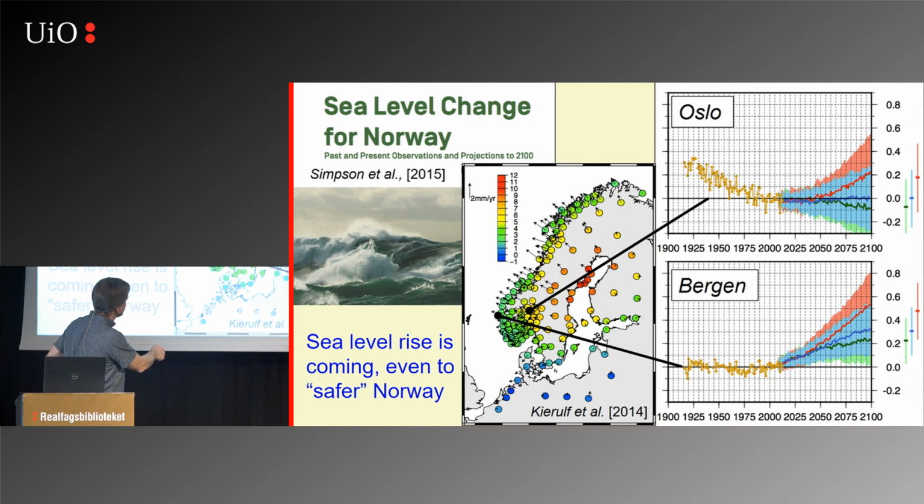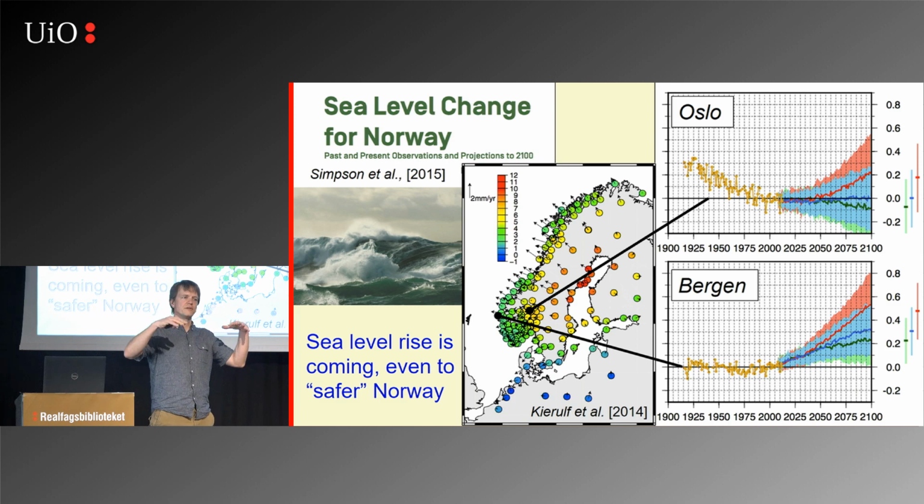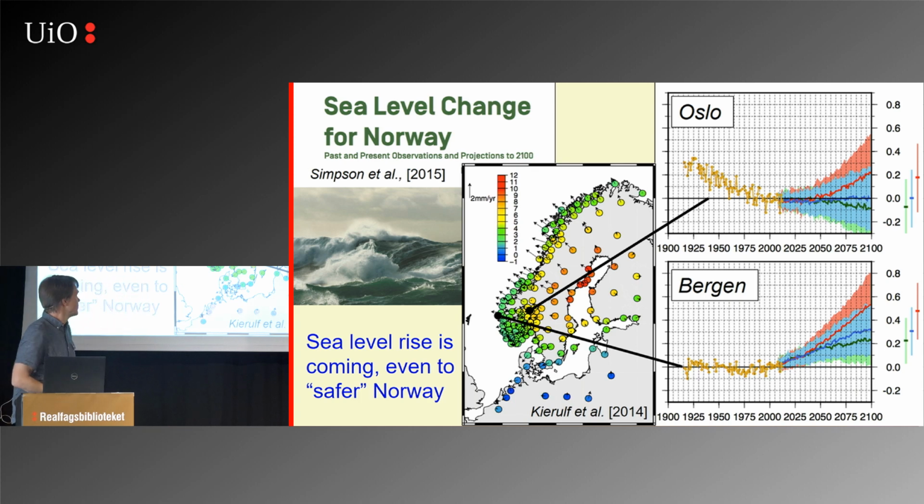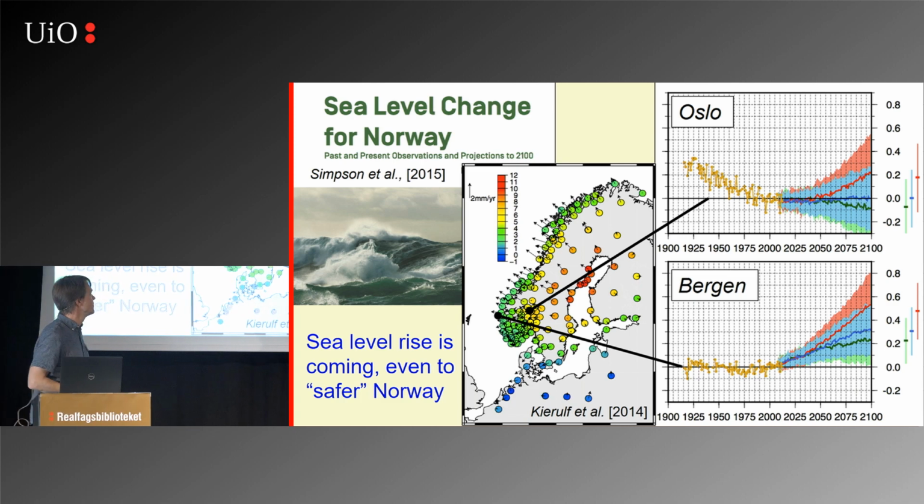Bergen is, instead of on these yellow colors, which is 6 millimeters per year, on the green, which is only 3. Bergen is farther away from the ice melted in the deglaciation times, and so it doesn't have the sea level drop. It's more of a steady sea level. So when you add on the rise in the future, Bergen should experience more sea level rise than Oslo will. So sea level rise is coming even to Norway.